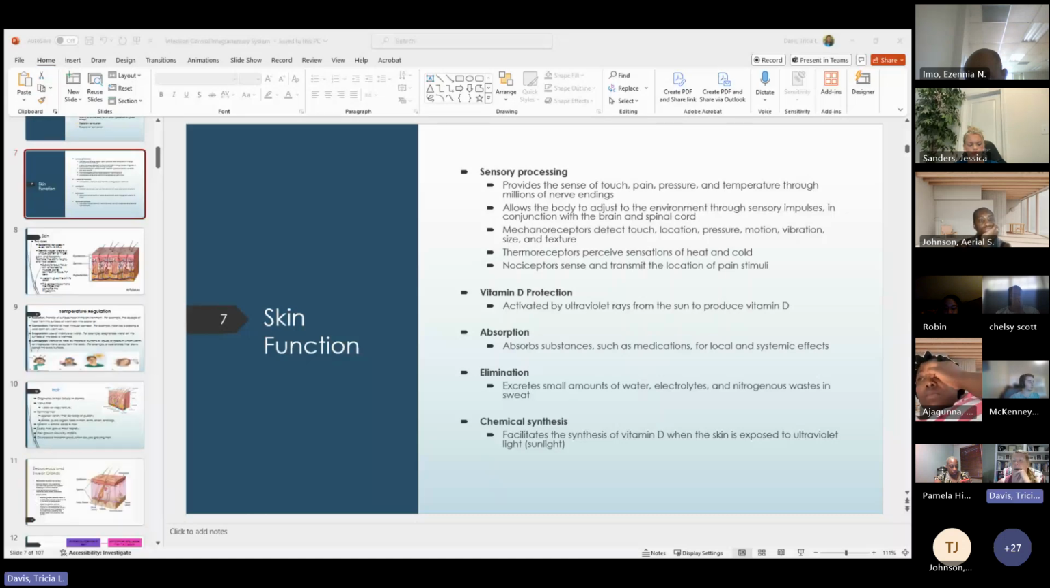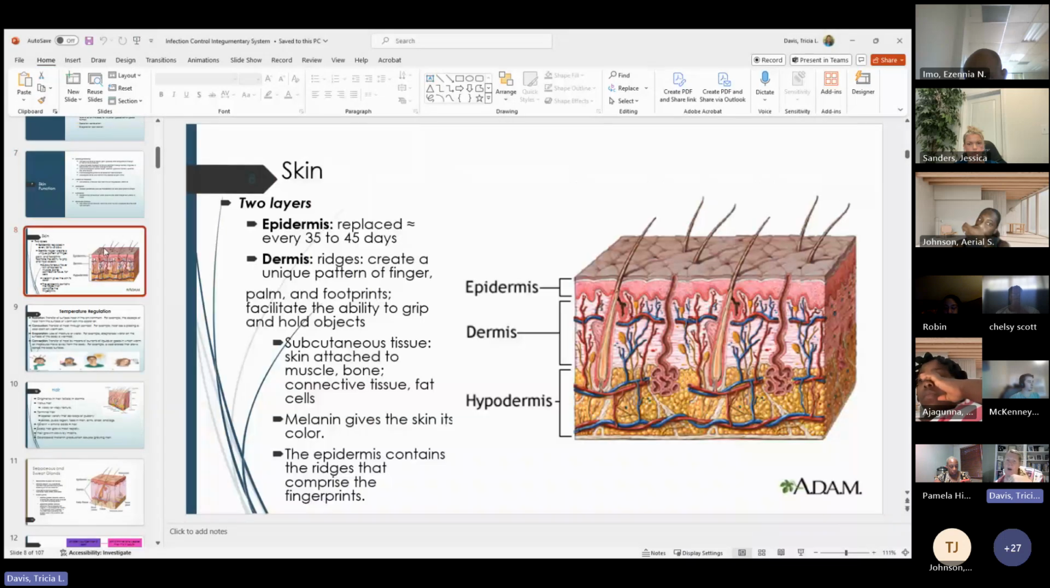All right, so this is a good example of our skin. Our skin typically has 2 layers. You guys definitely need to know this for your exam. So you have the epidermis, which is that outermost layer that you can see there in the picture. Our epidermis is going to be replaced every 35 to 45 days.